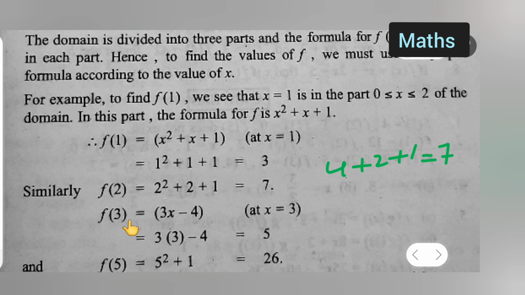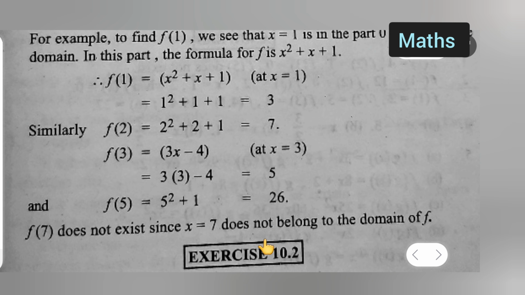Okay. Next is f of 3 is equal to 3x minus 4 at x is equal to 3. So you are replacing x by 3 now. So 3 threes are 9. 9 minus 4 will give you 5. Okay. Moving towards the next part.